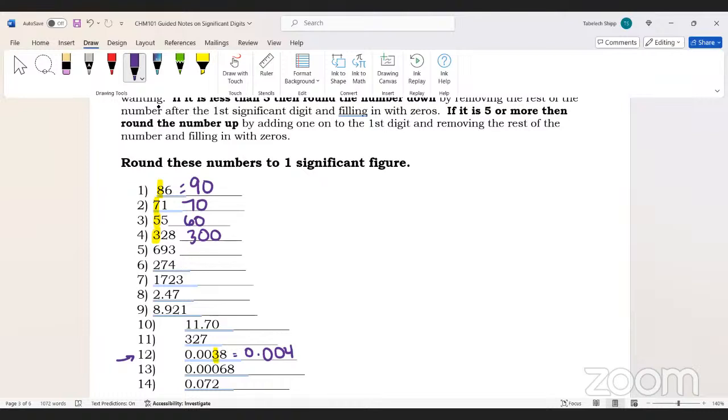Number 9, okay. 8.921. Oh, good one, good one, good one. Number 9, 8.921. Yes, that would become a 9. Ironically, that's the answer to number 9 is 9. All right. Okay.